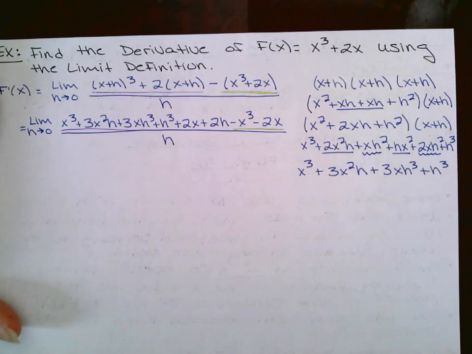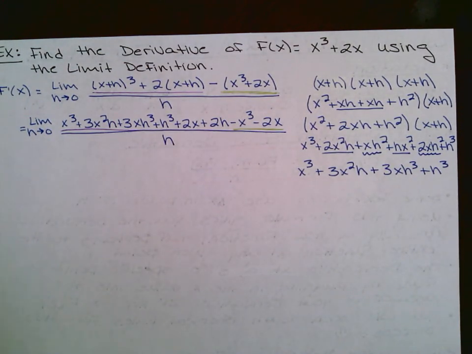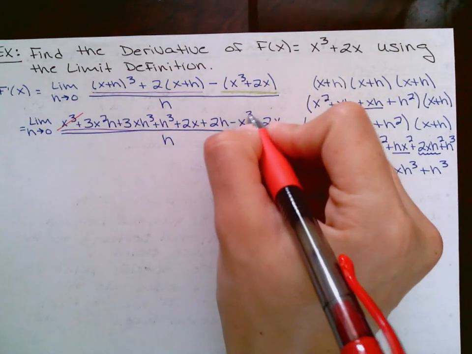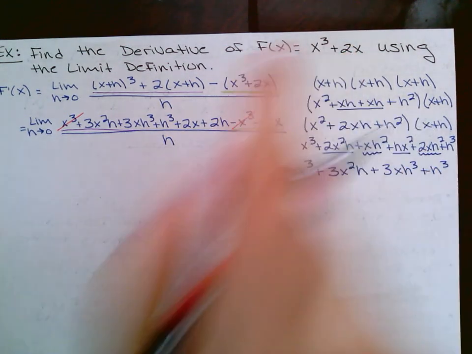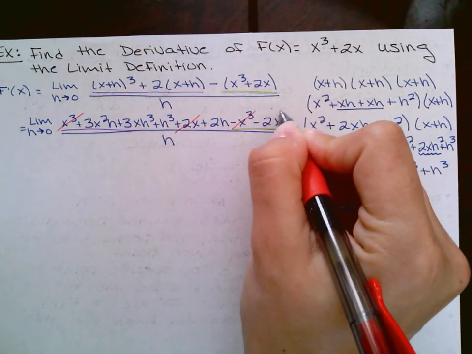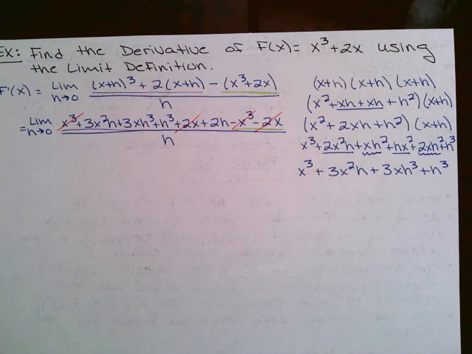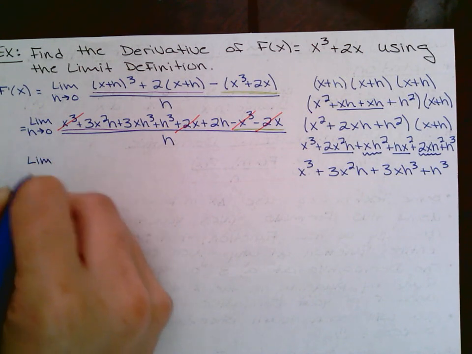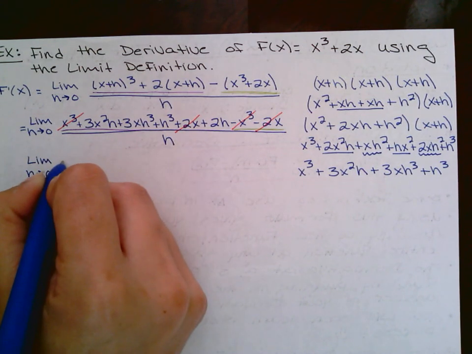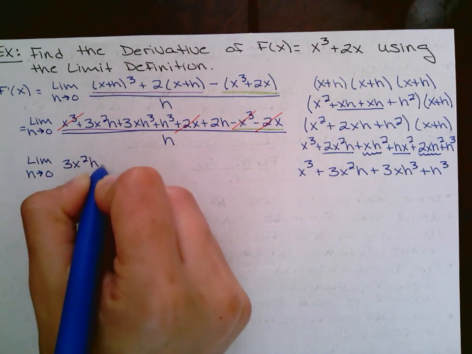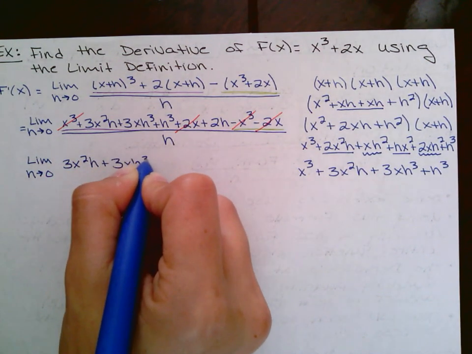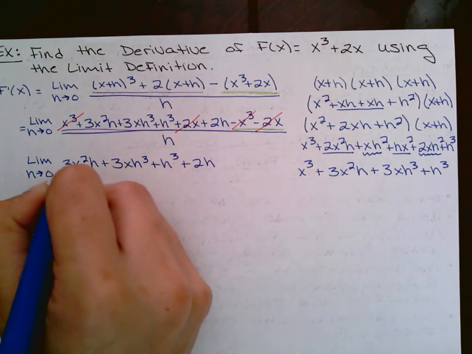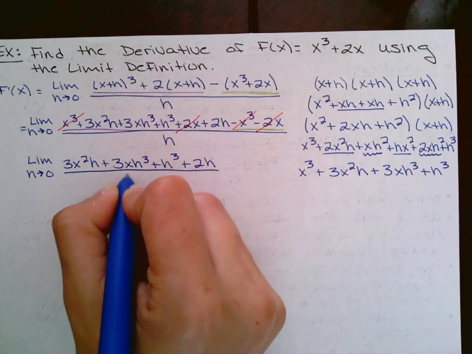over h. So remember the next step that I told you is that the original will always clean out. So I'm looking to cancel out an x cubed. I have a positive x cubed here and a negative x cubed here. And then I have a positive 2x right over here and a negative 2x right here. If that doesn't happen, that's a good red flag that you made some sort of mistake. So always check that out.